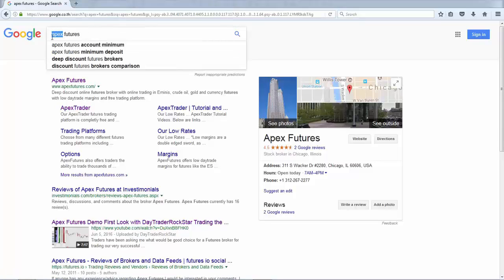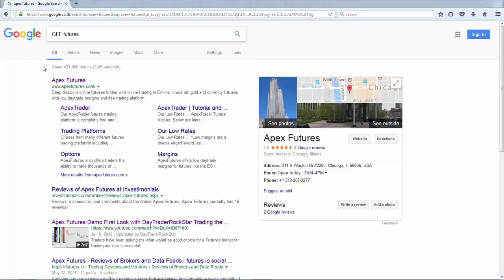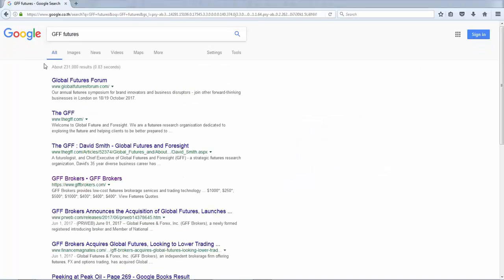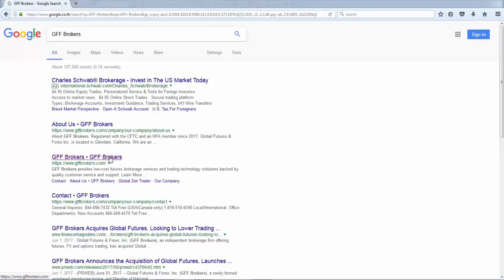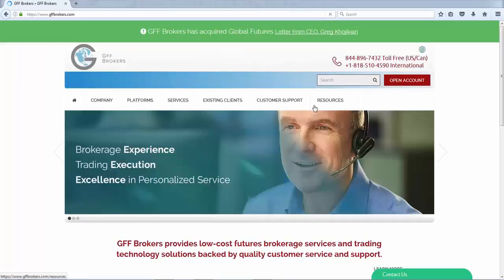If you want to use the same software with really super good customer service, then I recommend GFF Futures, or GFF Brokers, I think it's called. Yeah, right there, GFF Brokers. They have very good customer service, but their margin is $2,000. So it's 4 times the amount of Mirrors and AMP. It's 2 times the amount of Apex Trader, Apex Futures. So it really depends on what way you want to go.